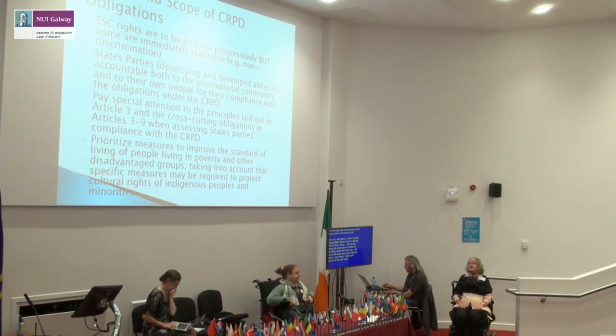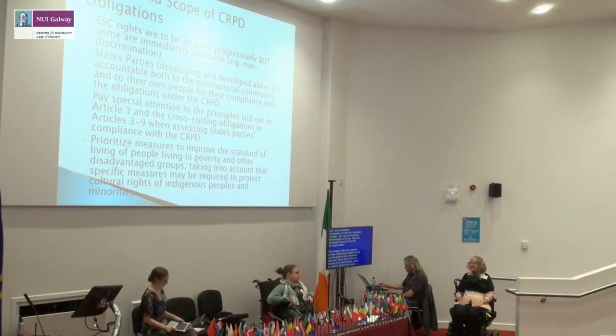Okay, the nature and scope of CRPD obligations. I told you we'd get back to progressive realisation. Economic, social and cultural rights are to be attained progressively, but some aren't immediately realisable. See, I told you, you Americans, there'd be a Z for you. There'll be several Zs, I'm sure of it. Such as non-discrimination. This is where it gets a little bit tricky, because so many of the articles, whether they be civil and political rights or economic, social and cultural rights, contain an element of non-discrimination. And so the debate gets a little bit lawyerish. We love it. And we'll try and tease it apart a bit over the next couple of days.